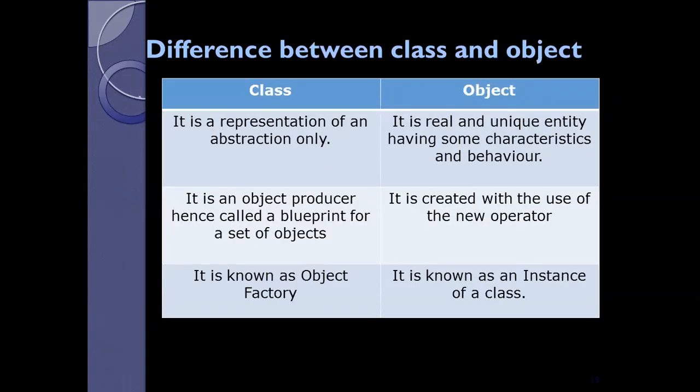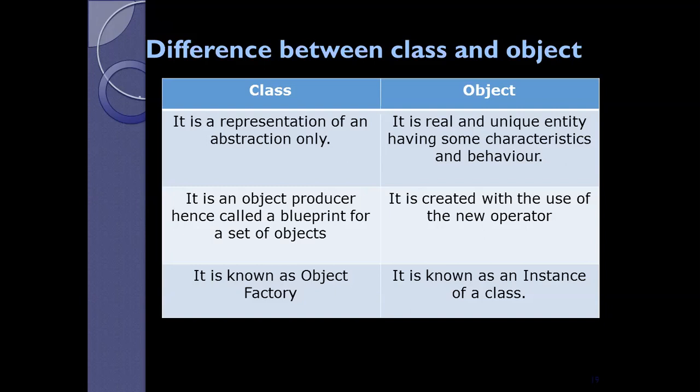Now moving on to the last topic of the chapter, very important again, difference between class and object. Number one, class is a representation of an abstraction only. Class actually contains some characteristics and some behavior, so it is an abstraction. Whereas object is a real and unique entity which is having some characteristics and behavior. Number two, class is an object producer, hence called a blueprint for a set of objects. Class produces objects. How? By using a blueprint which is set in it.